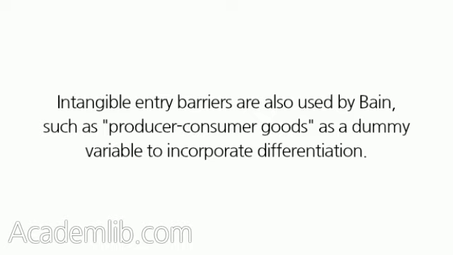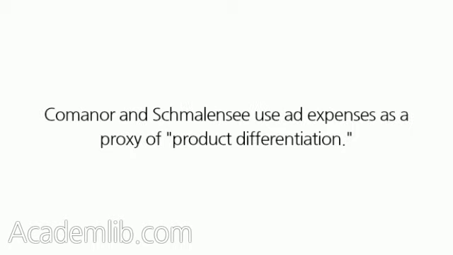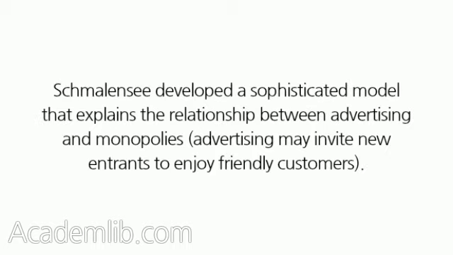Intangible entry barriers are also used by Bain, such as producer or consumer goods, as a dummy variable to incorporate differentiation. Bothwell and Holterman use advertising intensity with ad expenses. Kuminer and Schmale NZ use ad expenses as a proxy of product differentiation. Schmale NZ developed a sophisticated model that explains the relationship between advertising and monopolies. Advertising may invite new entrants to enjoy friendly customers.